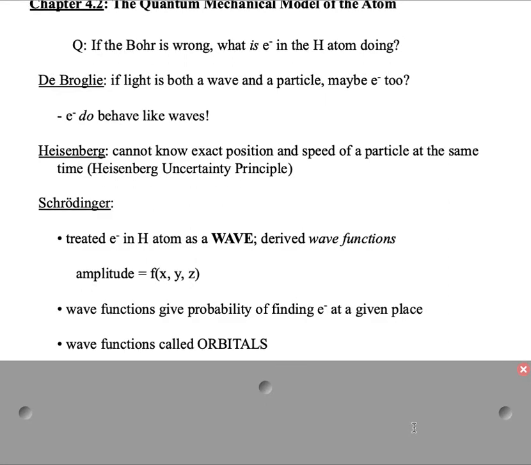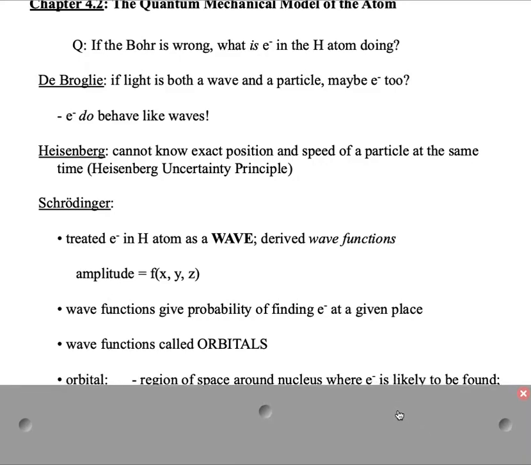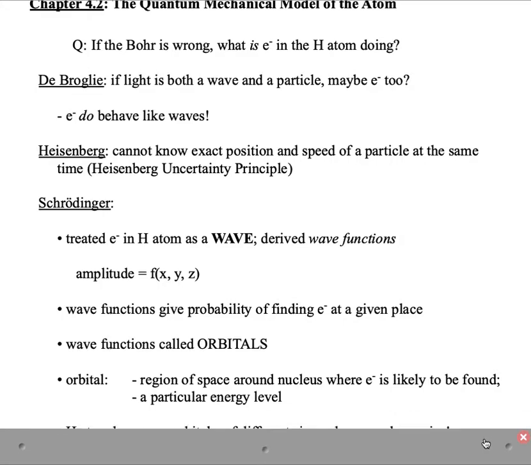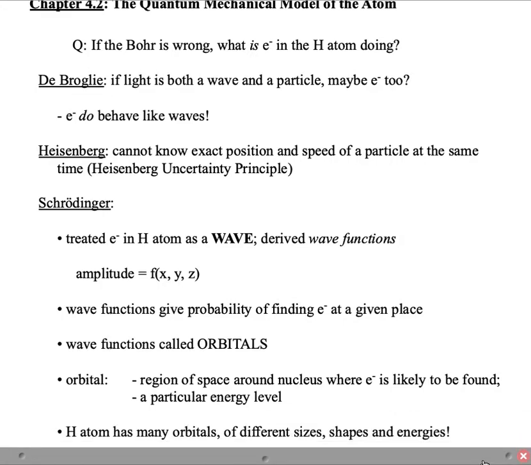Why is that a bad choice? What does orbital sound like? It sounds like orbit, but they're not orbits. So get the idea of Bohr's circular orbits out of your mind. An orbital is a region of space around the nucleus where the electron is likely to be found. It also corresponds to a particular energy level. And the hydrogen atom has many different orbitals of different sizes, shapes, and energies, and that's what we're going to talk about in this video.